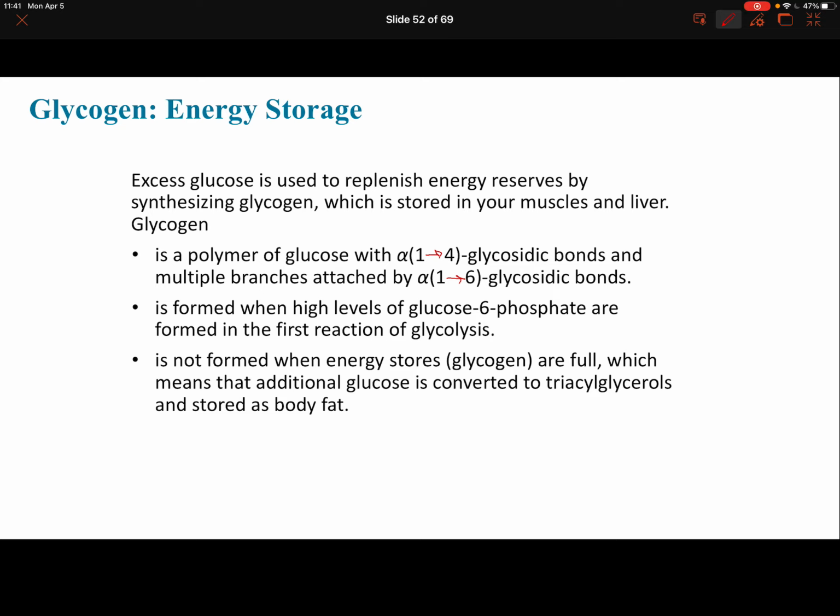So we know that glycogen is a polymer of glucose that has alpha 1,4 linkages and alpha 1,6 branches. It's formed when there are high levels of glucose 6-phosphate. So if glycolysis is making lots of glucose 6-phosphate, this stuff's ripe for storing. It's not formed when our glycogen stores are full. If we have extra glucose on top of glycogen, then that glucose gets converted into triglycerides and stored as fat.